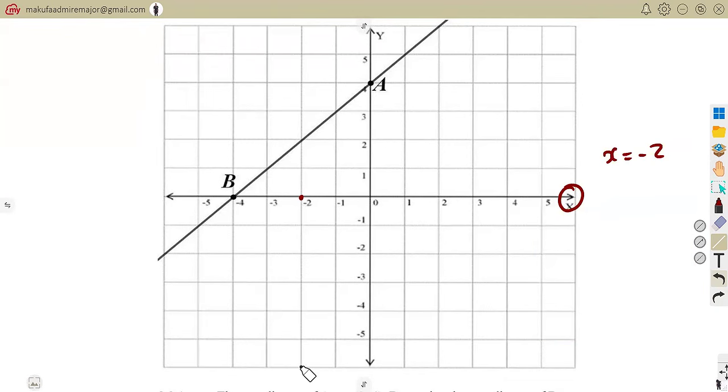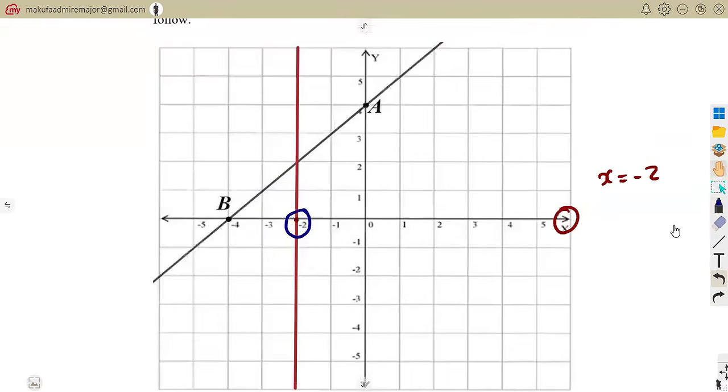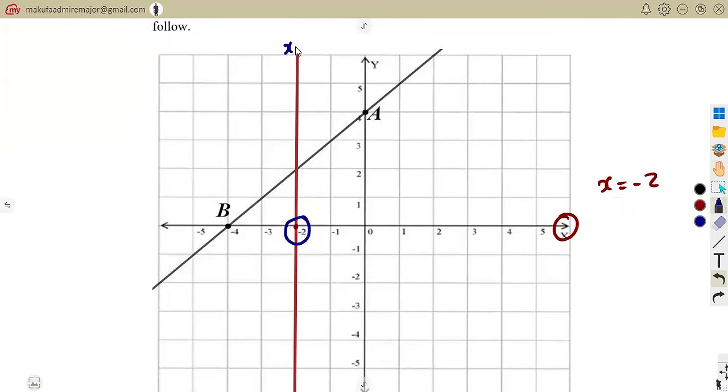Passing through the minus 2 here, a vertical line is straight going up like this. That's the line of x is equal to minus 2. Passing through this minus 2. So that's our line, x is equal to minus 2. If it is y is equal to minus 2, it passes through the y values at minus 2, a horizontal line like this. That's y is equal to minus 2. But this one is for x. So it was going to pass through the value of x at minus 2.